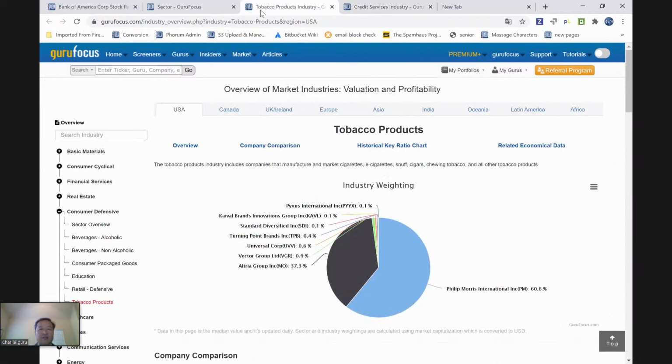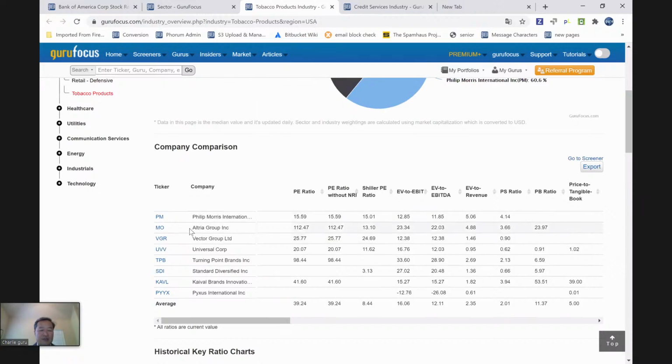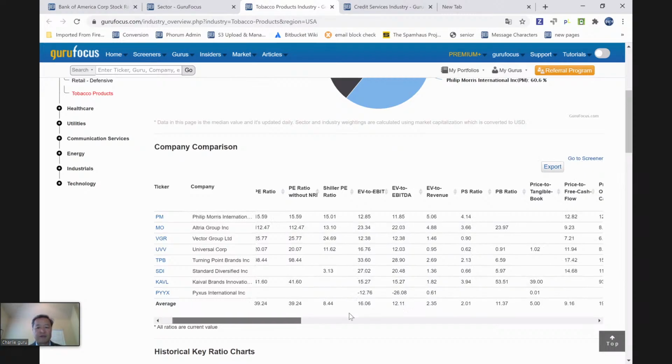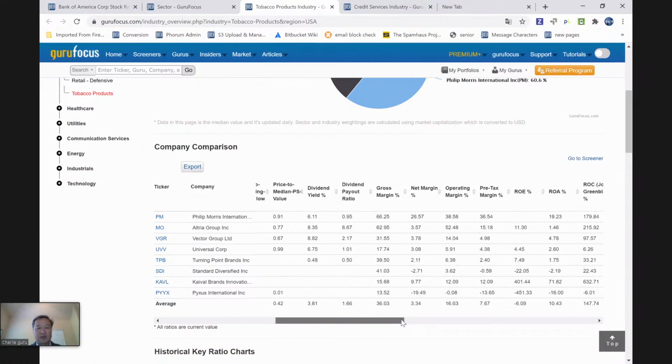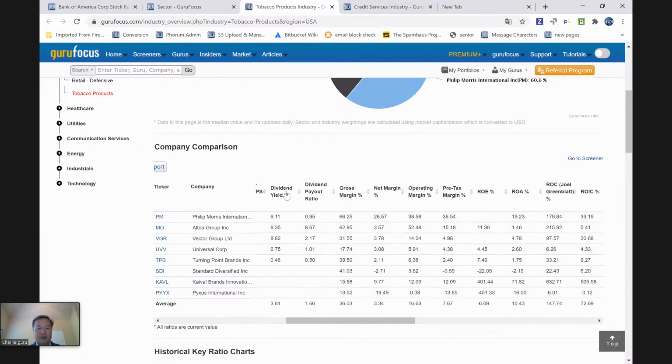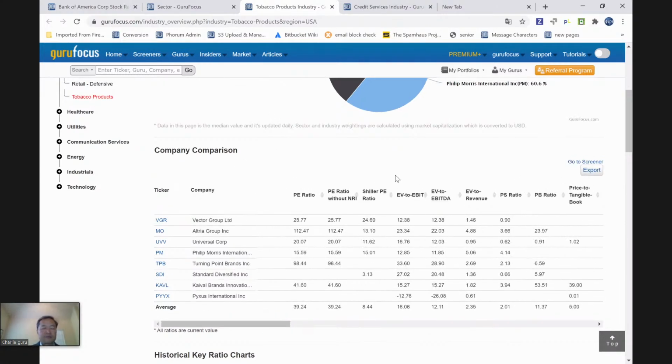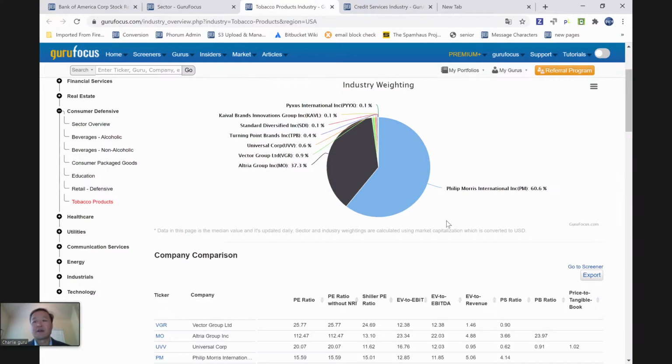Okay, I click on the tobacco products. You can see that's a company we're familiar with, Philip Morris and Altria. And because this is dividend investing, you can check their dividend, and you can sort by dividend, like Vector Group and Altria. They all have very high dividends. And okay, that's about the dividend.